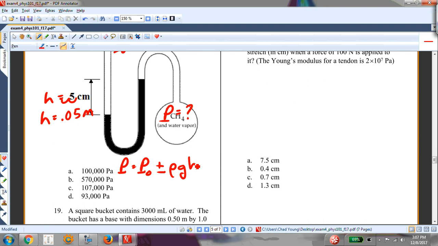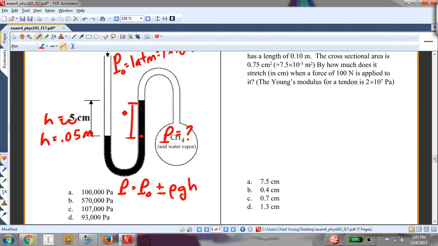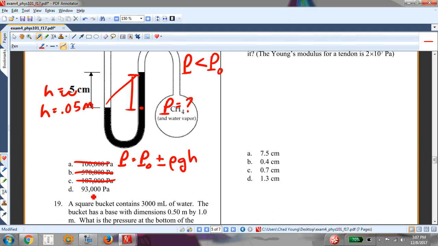Remember, the rho g h represents the pressure of some column of fluid that sits above a certain point, and I'm trying to figure out what is the pressure right here due to this column of mercury. Is P bigger or smaller than P naught? Well, because of the relative heights of these two, P just isn't big enough to overwhelm P naught. So P is less than P naught. Once we recognize that, we can see the answer is going to be 93,000. Since P is smaller than P naught, and P naught is 100,000, then that has to be the answer.